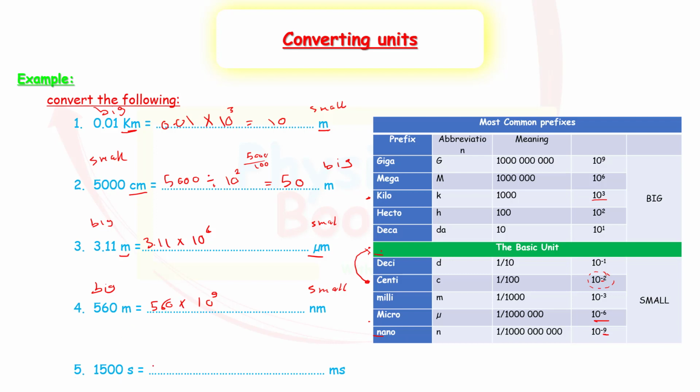Finally, 1,500 seconds into milliseconds. Okay, so I'm going from 1,500 seconds into milliseconds. As you can see, I'm going from, again, big to small. So it's 1,500 multiplied by 10 to the power. Well, let's see, milli has 10 to the power negative 3. We're going to forget about the negative sign. It's going to be 10 to the power 3. We can also write it one more time. We can say it's 15 multiplied by 10 to the power 5. We just moved these two zeros into here by changing the 3 into 5.